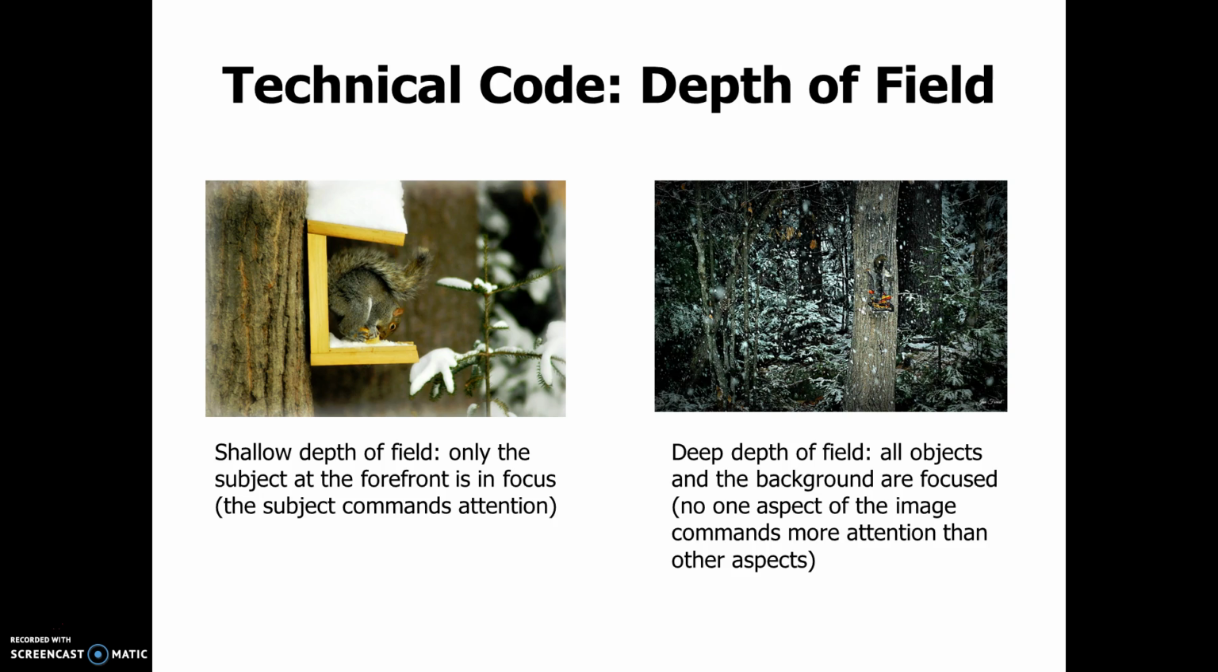So when we want to draw attention to a particular aspect of a photograph, we can use a shallow depth of field. And on the other hand, when we have a deep depth of field, all of the objects in the background are all in equal focus. So there's no one part of the photograph that really demands your attention, like we see with the squirrel here in this photograph demonstrating the shallow depth of field.